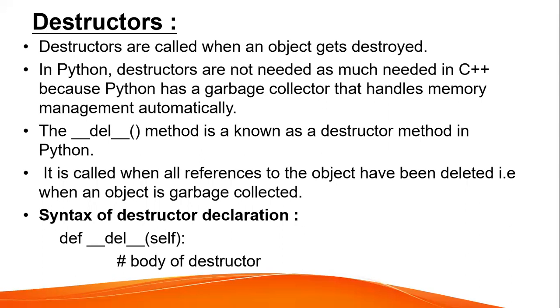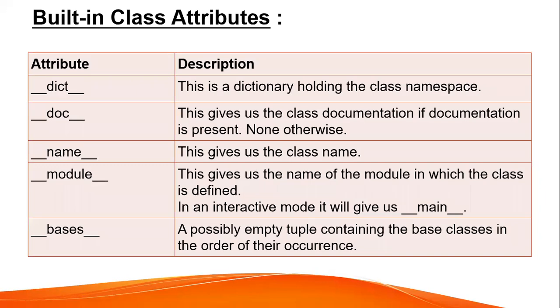The syntax for destructor declaration: here define the del, which is self, here the body of the destructor. And here we can see the built-in class attributes: dict, doc, name, module, bases. Here we can see the description of these attributes. Dict, this is a dictionary that holds the class namespace, and here doc, this gives us the class documentation, if the documentation is present, None otherwise.